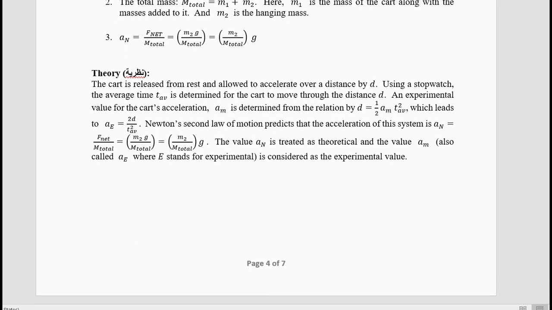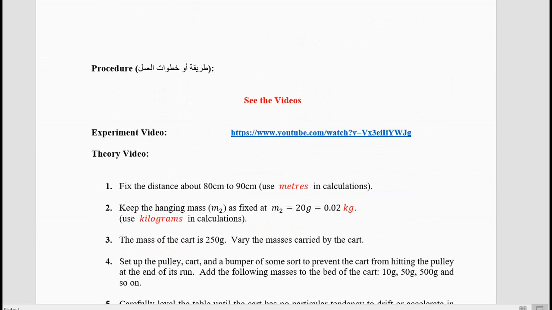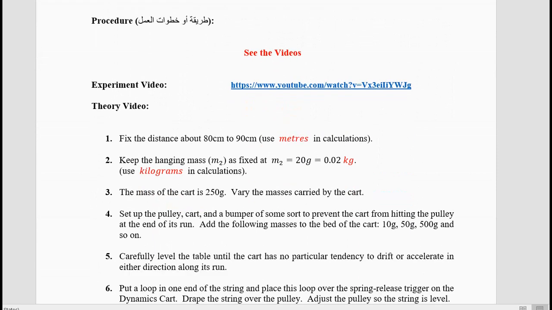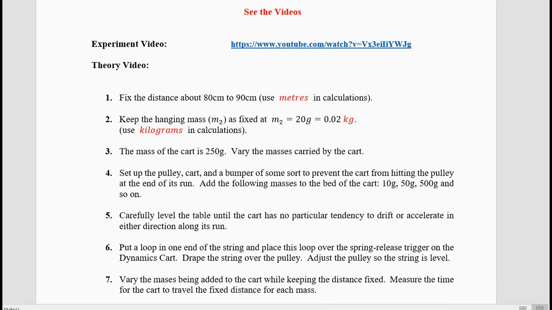Now the theory you can read, it is the same theory which you have here. Now what's the procedure? Procedure I'll explain to you again with the help of the table. See the experimental video, and the theory video is what you are seeing right now. Fix the distance about 80 to 90 centimeters.